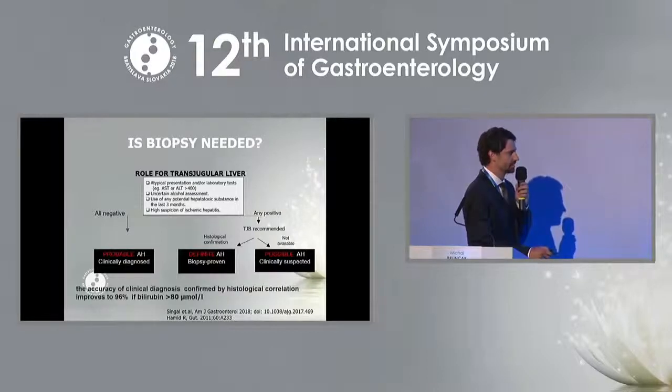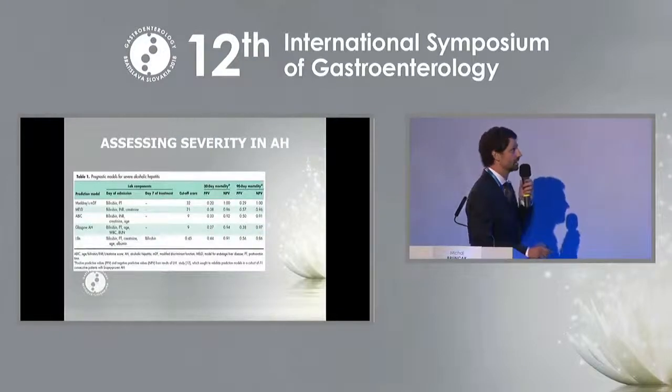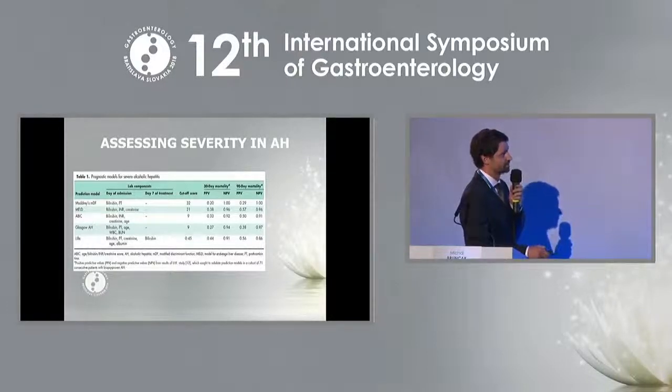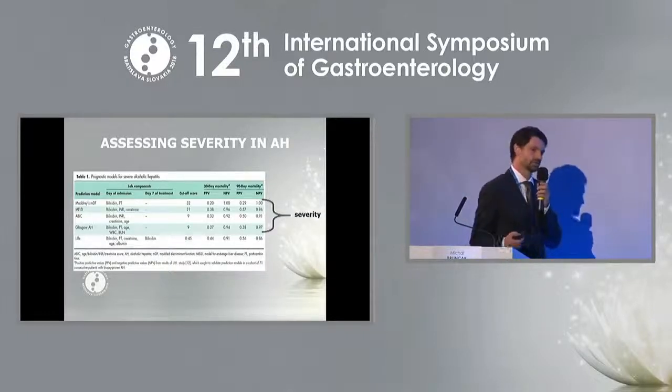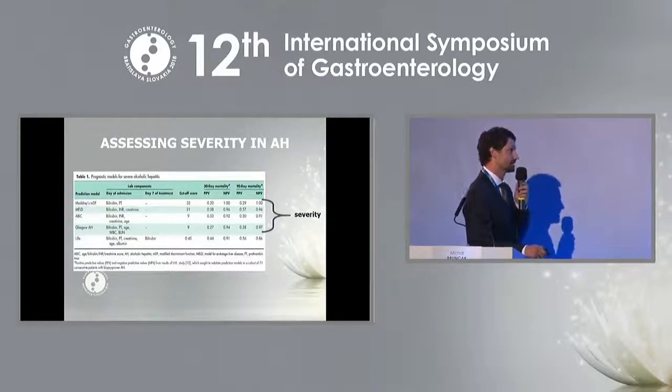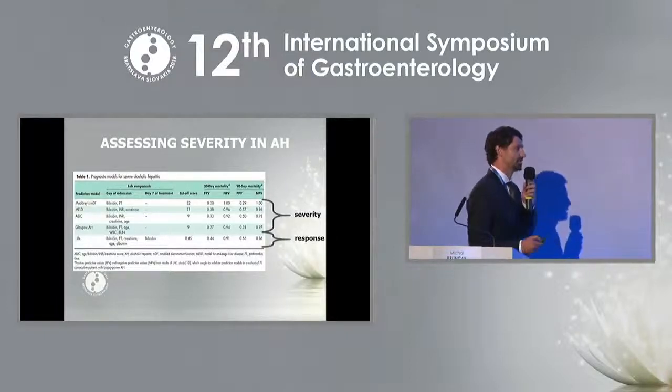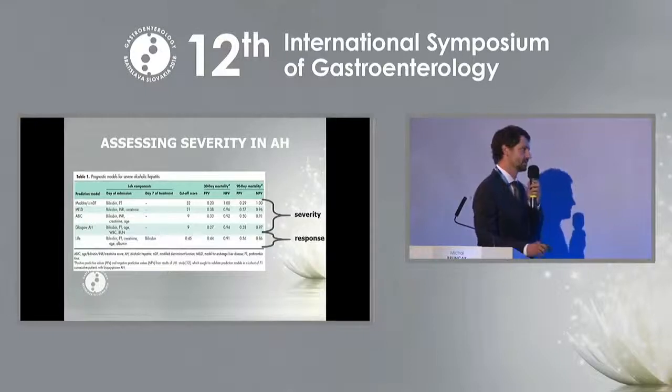Now, our accuracy of clinical diagnosis compared to histology is almost 96% if the levels of bilirubin are high, which is the case in most of the patients we treat. Assessing the severity in alcoholic hepatitis, we all know we use 4 prognostic models, which guide us on whether or not to use corticosteroids, and then the dynamic Lille model score, which helps us decide whether to continue with steroids or not.